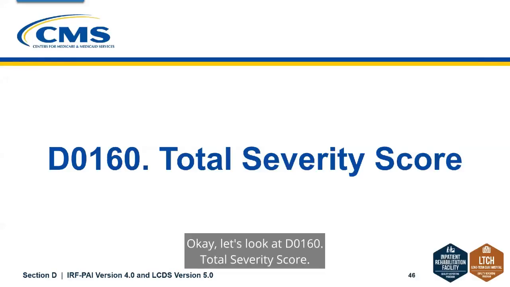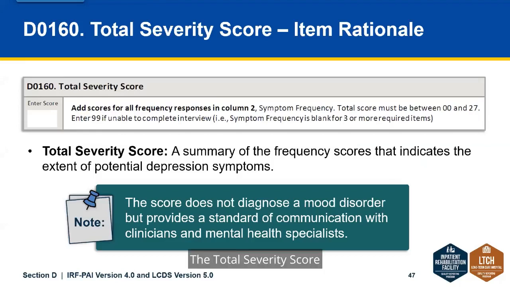Okay, let's look at D0160 total severity score. The total severity score is a summary of the frequency scores that indicate the extent of potential depression symptoms. Now, the score doesn't diagnose a mood disorder nor depression, but it provides a standard score which can be communicated to the patient's physician, other clinicians, and mental health specialists for appropriate follow-up.